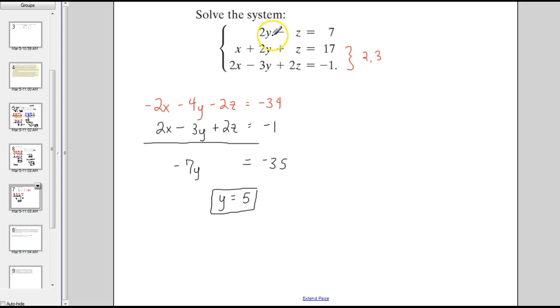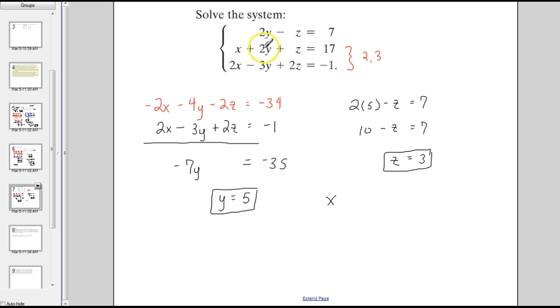And now I go straight back up to this equation, and I can solve for z. So 2 times y, which is 5, minus z equals 7. So 10 minus z equals 7. So I know if I subtract 3 from 10, I get 7. So z equals 3. And now I know y, I know z. Now I just need to find x. And I can plug into either of these other two and solve for x.